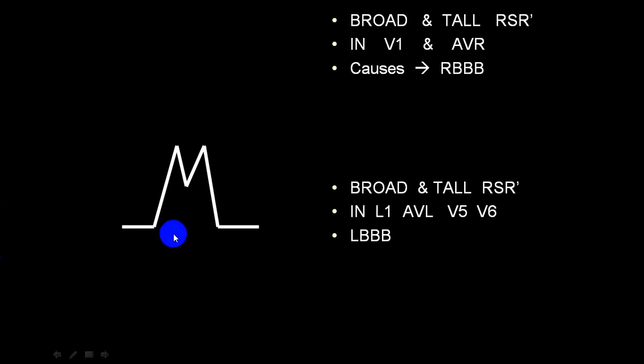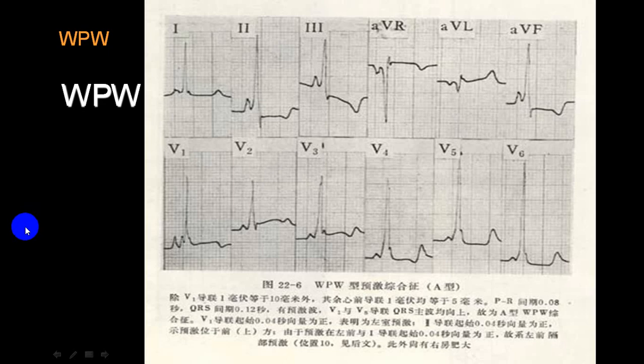Now, if you get a broad QRS complex with an RSR-dash pattern, and if it is an RSR-dash pattern in V1 and aVR, it is more in favor of right bundle branch block. And if you get a similar pattern in V5, V6, it is in favor of a left bundle branch block pattern. So do look for this particular.